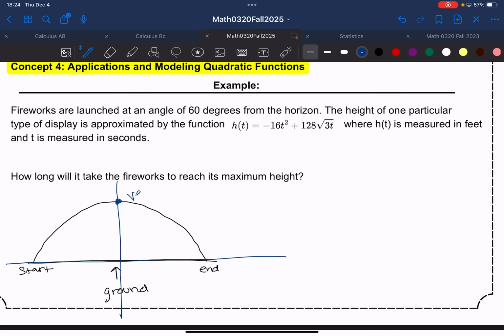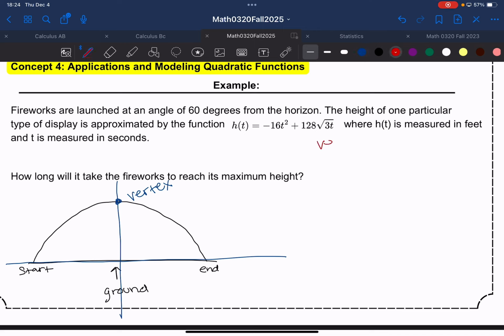The vertex. Yes, the vertex. Okay, so we are finding the maximum value, but in order to find that maximum value, if we're relating this back to quadratics, we are finding the vertex. And looking at this problem, since we have a radical in it, it's going to be a little more difficult for us to convert this into vertex form. So this is one of those instances where it's easier to just use the vertex formula.